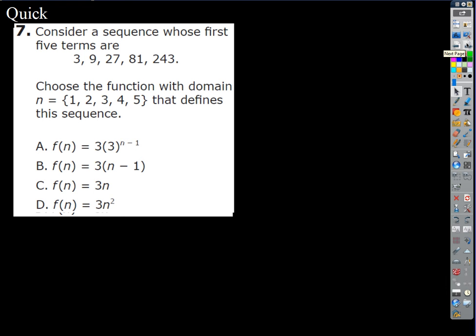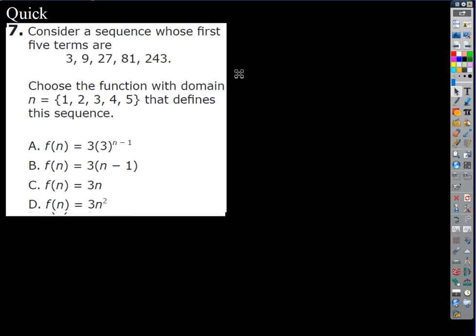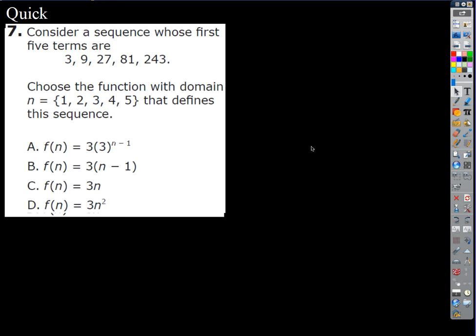All right, next question. So something like this now, we really don't cover this in Algebra 2. And that's okay. This is something that we don't really need to cover to be able to do this problem because it's a function. We talk a lot about functions. So sequences and series you do in pre-calculus or college algebra. But we can still do this problem easily. Consider the sequence whose first 5 terms are 3, 9, 27, 81, and 243. Choose the function with the domain n equals 1, 2, 3, 4, 5.